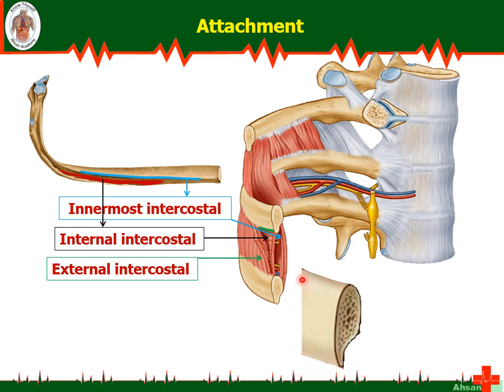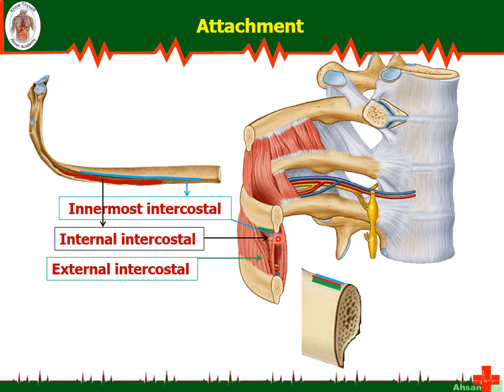Say this is the upper border, and if we draw a line, this is the middle part, this is the external part, and this is the internal part. So this upper border has three leaves. The mid part gives attachment to the internal intercostal, the outer part to the external, and the inner part to the innermost intercostal. So these intercostal muscles are remaining there.